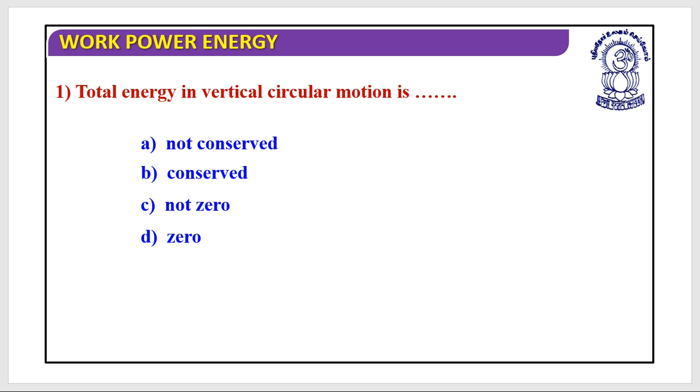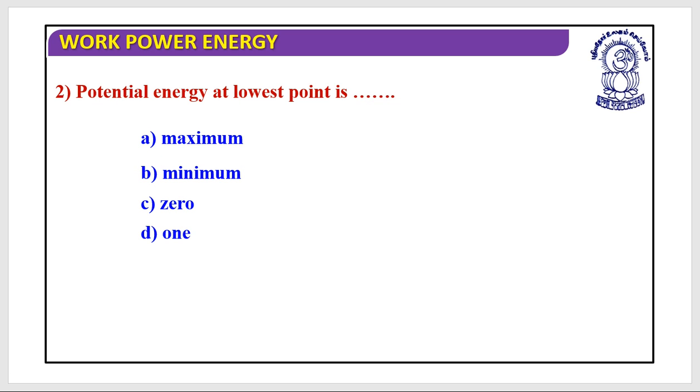So what we understand is that total energy in vertical circular motion is always going to be conserved. Next, potential energy. Potential energy at the lowest position, we cannot say is always 0. No, this is absolutely incorrect. It is minimum. Let's suppose this is the lowest position, and the body is going to move in this path.